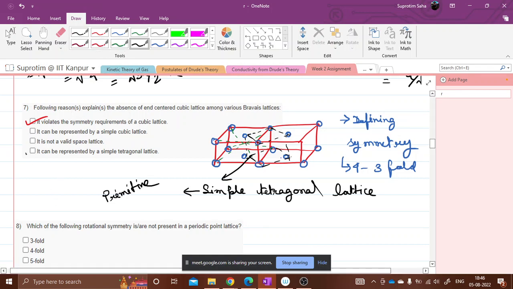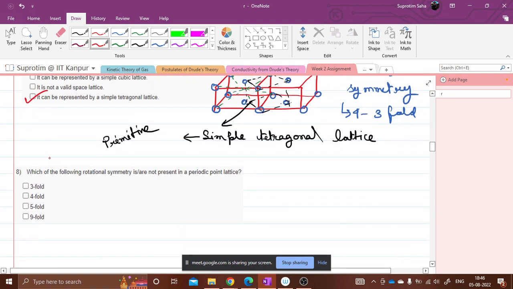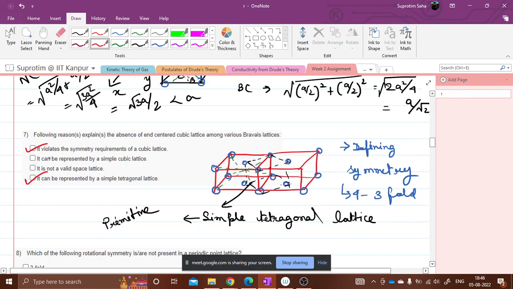It can be represented by a simple tetragonal lattice. So clear? Basically these are not allowed just because they become non-primitive lattices, but you can construct a simple primitive lattice out of it. That's why you are rejecting it as a Bravais lattice, right?